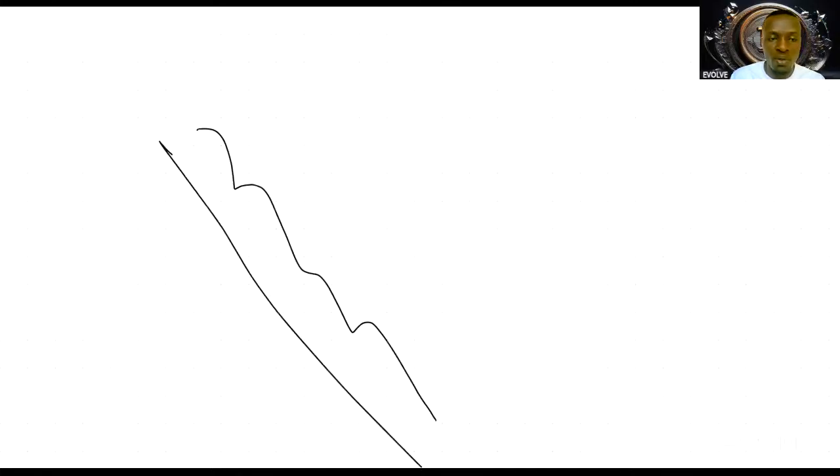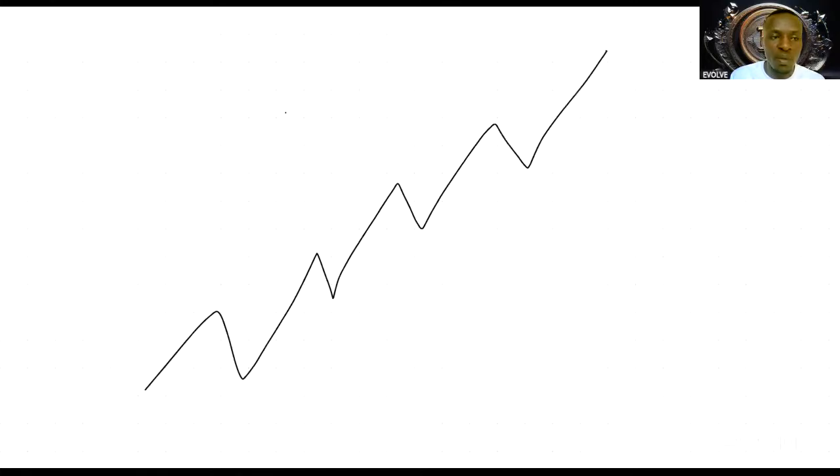Okay, this is a downward trend. I think my line is not very good. Let me use this. Okay, something like that. So this is an upward trend. What this means is the market is generally going up when you look at it.